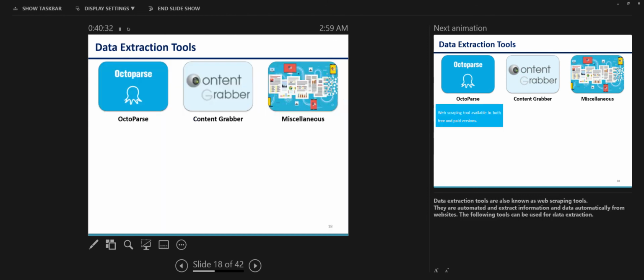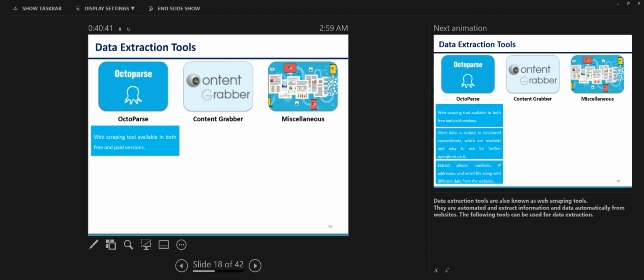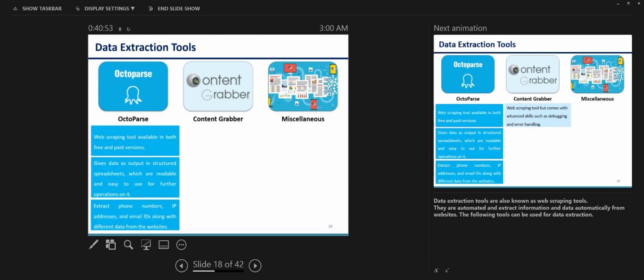For data extraction tools, we have Octoparse, Content Grabber, and other miscellaneous tools. Octoparse is a web scraping tool available in both free and paid versions. It gives the data as output in structured spreadsheets which are readable and easy to use for further operations. It can extract phone numbers, IP addresses and email IDs along with different data from websites.